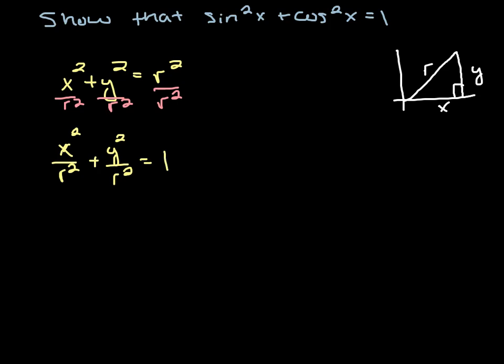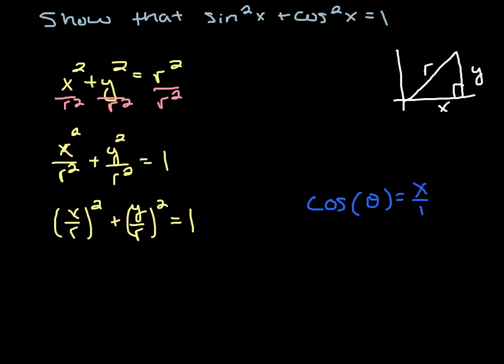Now if you're looking at this from a strictly analytical point of view, we can rewrite this as (x over r) squared plus (y over r) squared equals 1. Well, we remember back from when we were first talking about these trig functions, we know that cosine of theta equals x over r, and sine of theta is y over r.